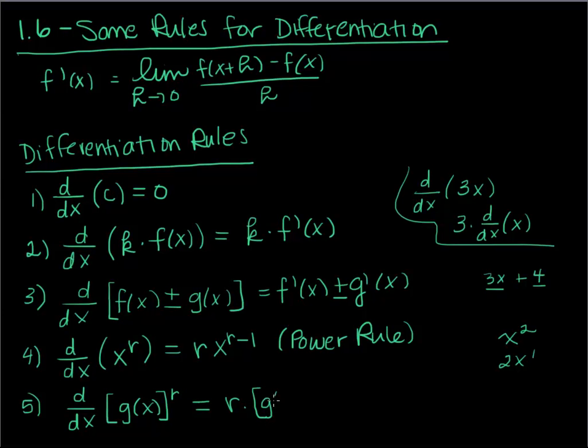So this is what we call the general power rule. Notice on 4, we were taking the derivative of just x raised to an exponent. Now, we have a function raised to an exponent. So, with the general power rule, you act like the inside is just an x. You bring the r down, take 1 away, and then just leave that inside as it is. But with the general power rule, and we're going to do a bunch of examples with this, you need to multiply by the derivative of the inside.